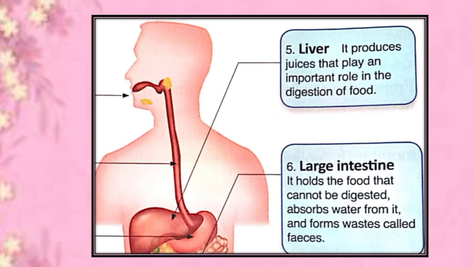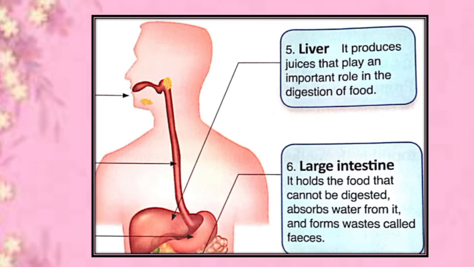Next organ of your digestive system is large intestine. It holds the food that cannot be digested, absorbs water from it and forms waste called feces. The large intestine has a tiny tube with a closed end coming off which holds the food that cannot be digested.